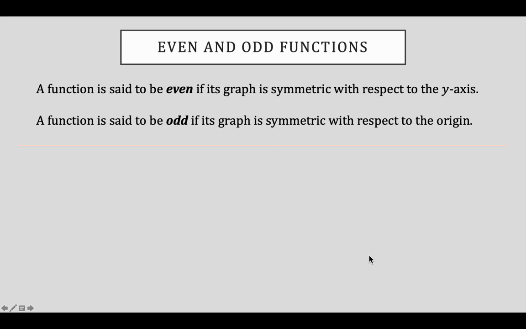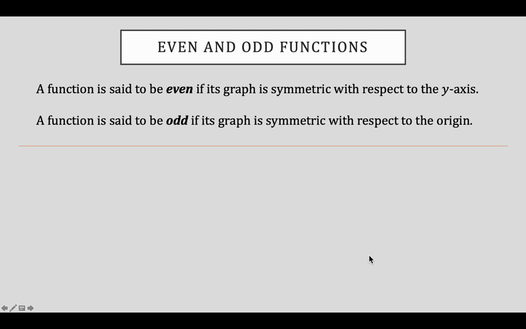A function is said to be even if its graph is symmetric with respect to the y-axis. So if it has y-axis symmetry, we are going to call that function an even function. A function is said to be odd if its graph is symmetric with respect to the origin.